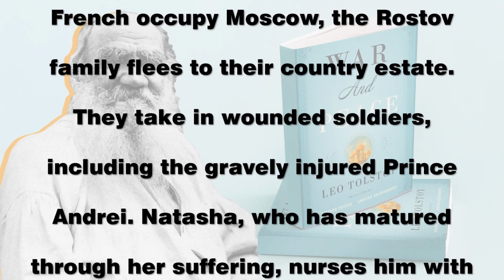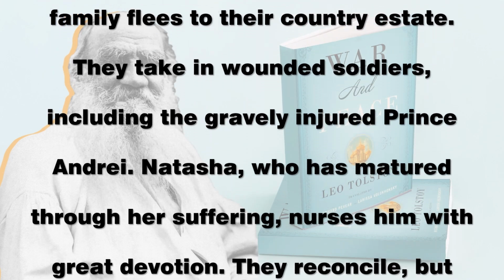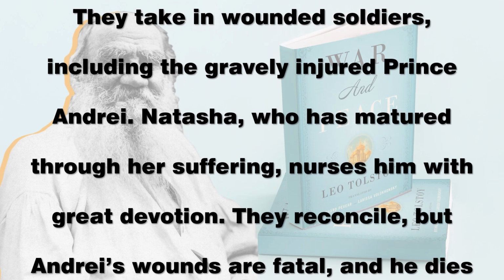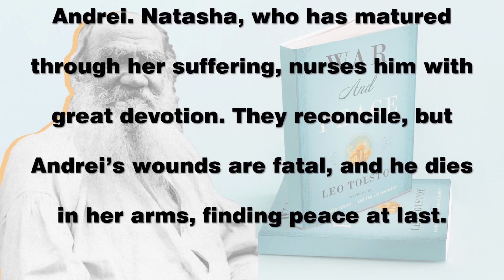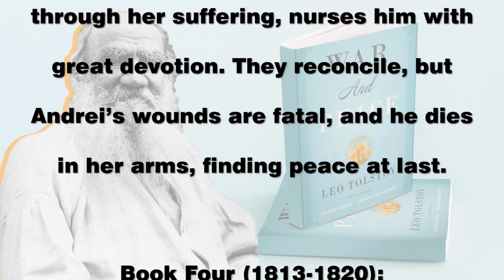As the Russian army retreats and the French occupy Moscow, the Rostov family flees to their country estate. They take in wounded soldiers, including the gravely injured Prince Andrei.